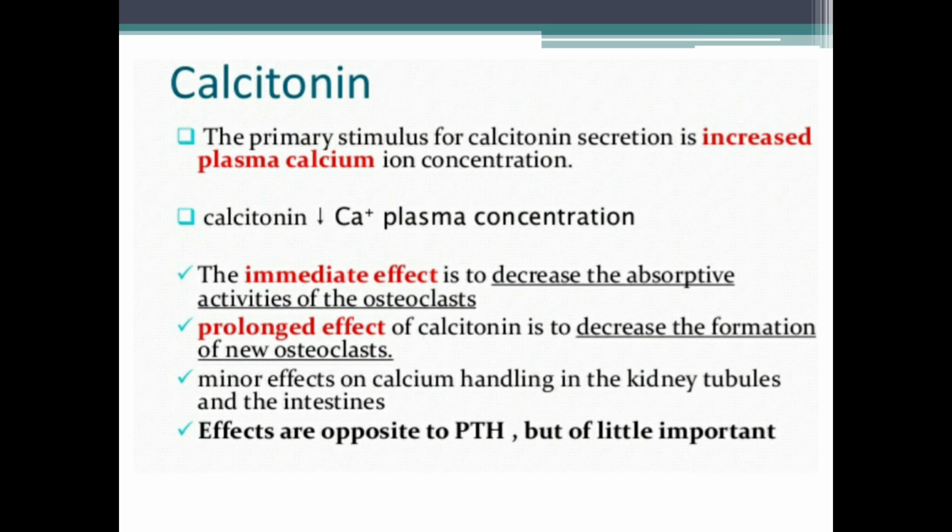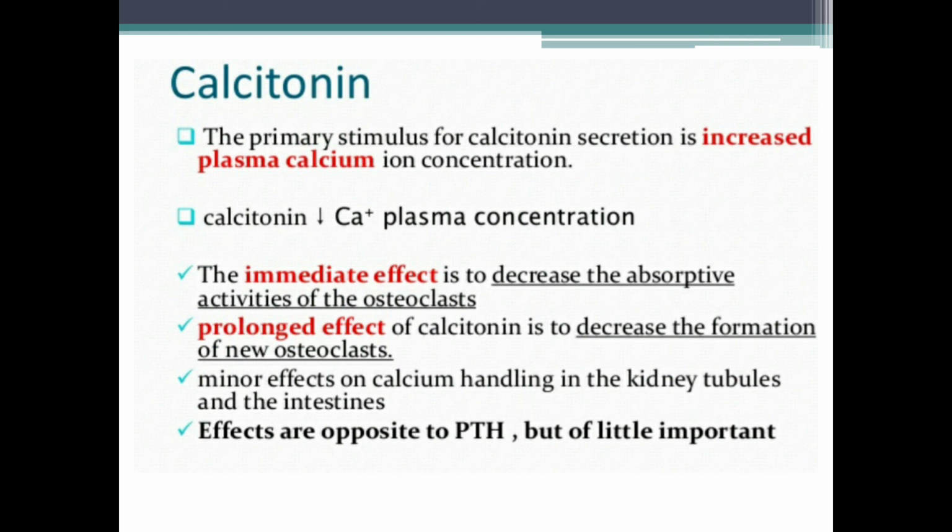The immediate effect of calcitonin is to decrease the absorptive activity of osteoclasts. How does it decrease the plasma calcium level? By decreasing the absorptive activities of the osteoclasts, so that no calcium is mobilized from the bone to the plasma. The prolonged effect is to decrease the formation of new osteoclasts.